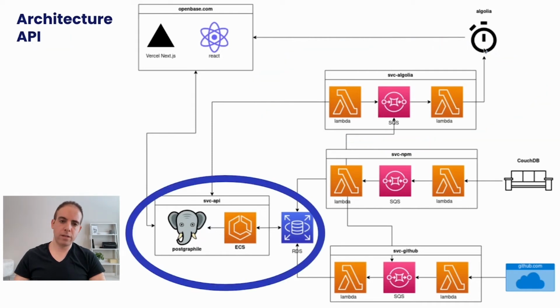In addition to that, we have our API service. This is essentially what drives Openbase. Whenever you go to a package page on openbase.com, we query our API, and our API is built using a piece of software called PostgreSQL. PostgreSQL connects to our database on Amazon, pulls all this data about packages, and exposes a GraphQL API that we can use from our front end. So this is how we serve data to our users.